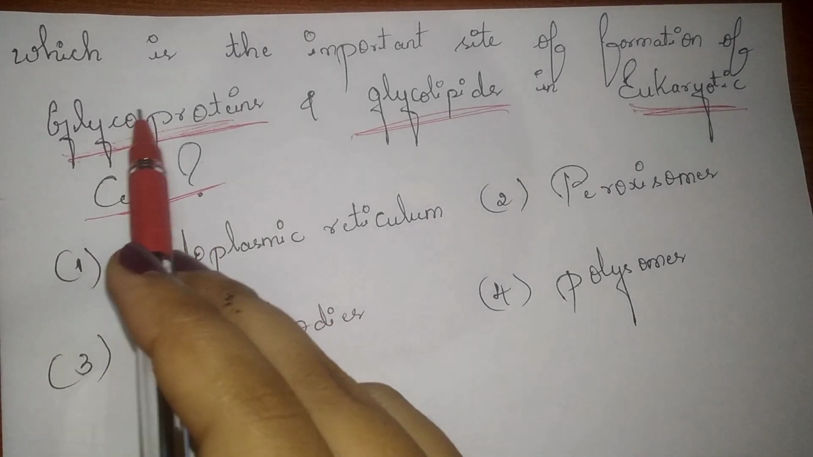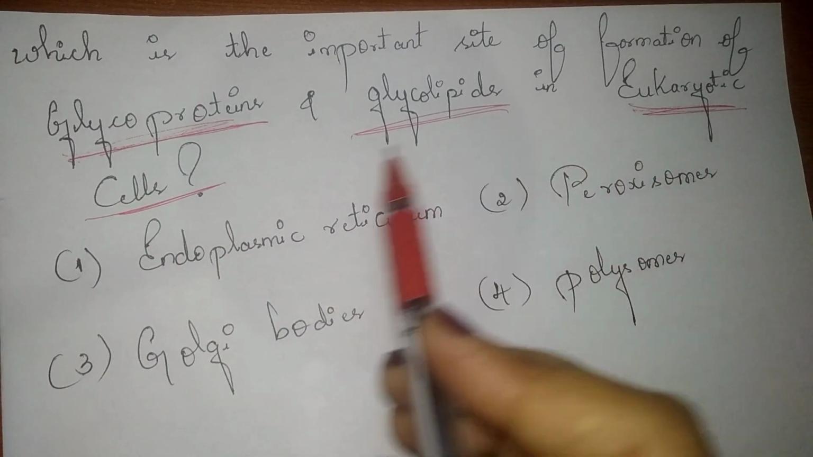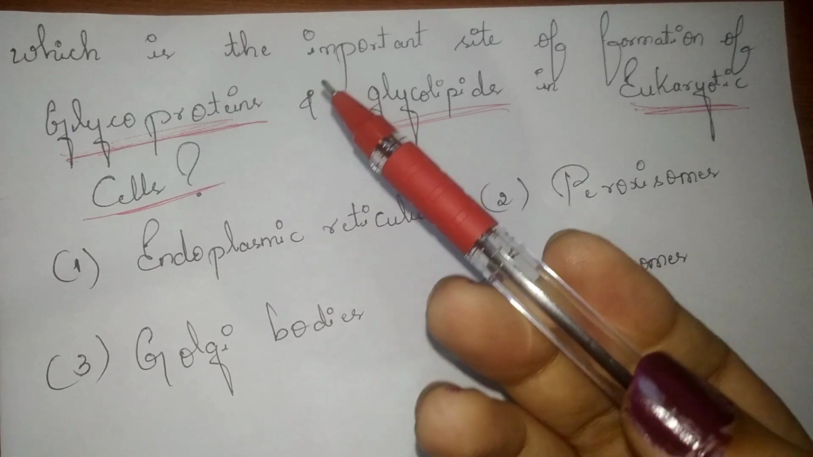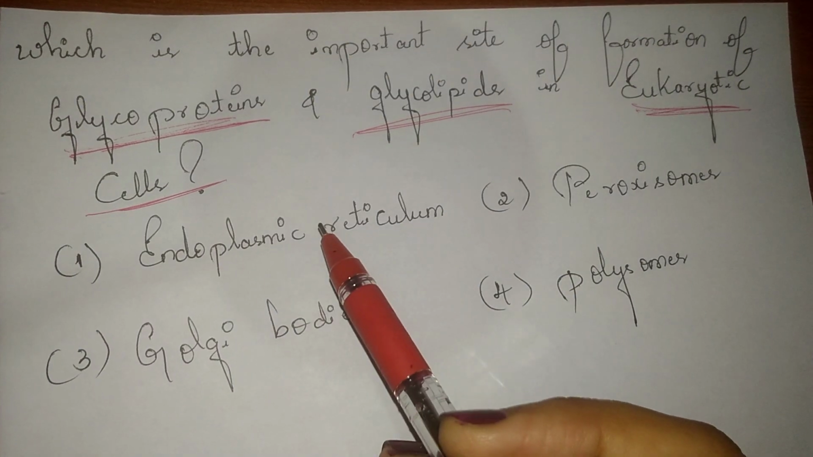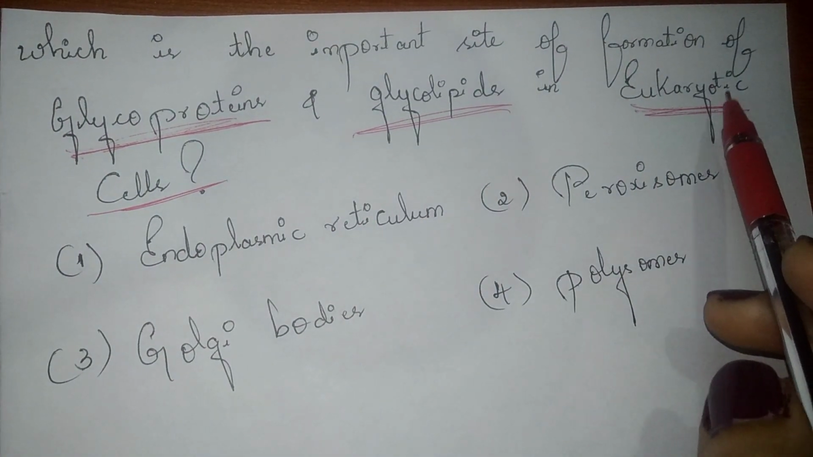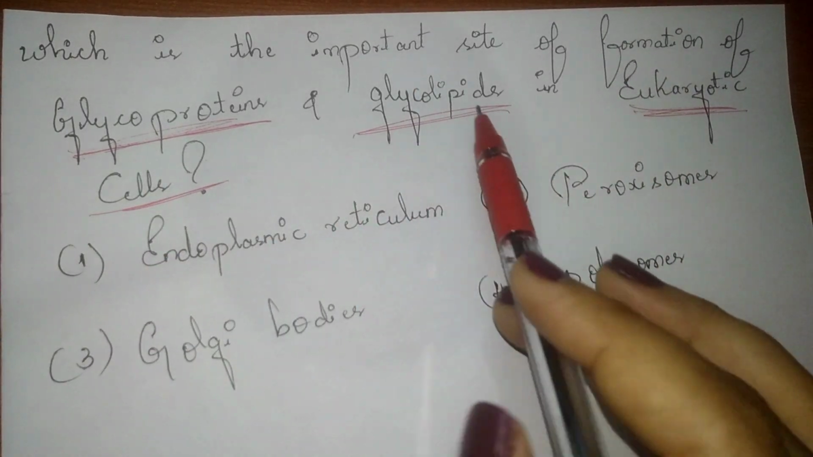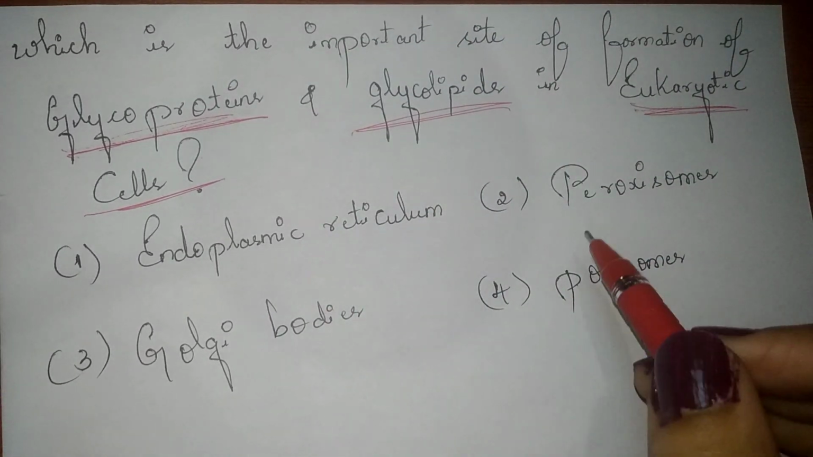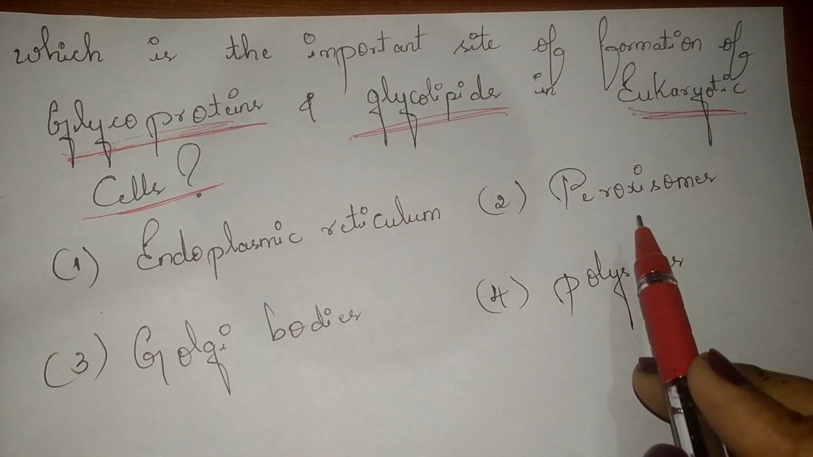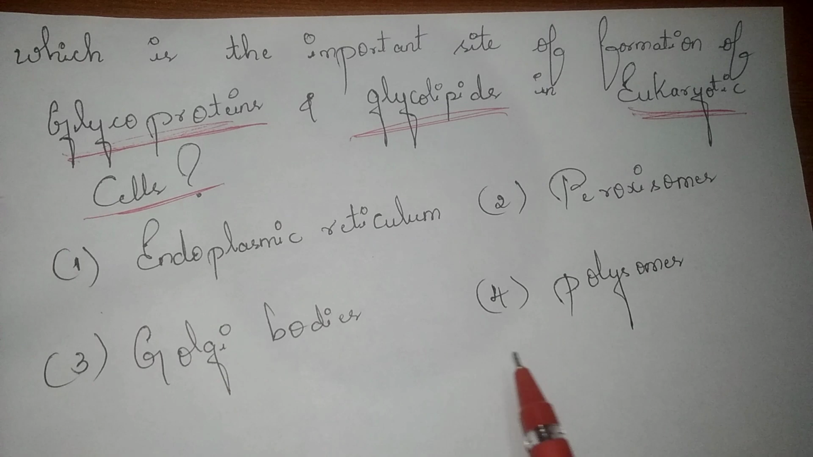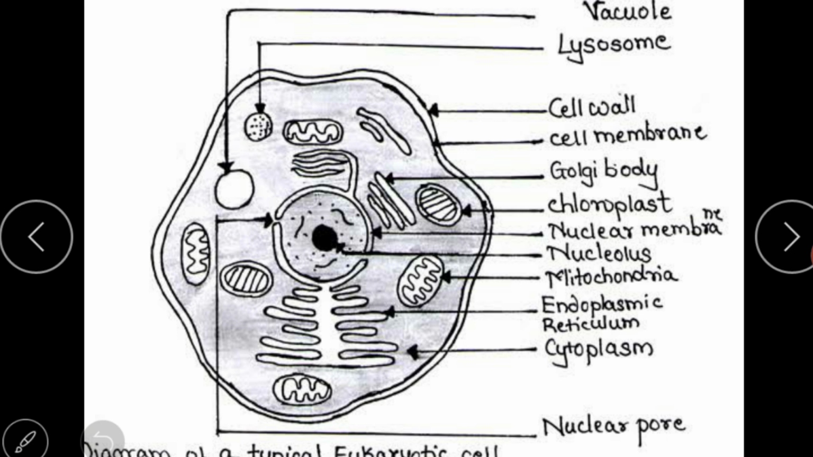Next question is, which is the important site of formation of glycoproteins and glycolipids in eukaryotic cells? We know about prokaryotic and eukaryotic cells, right? Here they are asking about the eukaryotic cells. In eukaryotic cells, we need to find out the site in which the glycoproteins and glycolipids are formed. They have given some options. Option 1 is endoplasmic reticulum. Option 2 peroxisomes. Option 3 Golgi bodies. Option 4 polysomes.